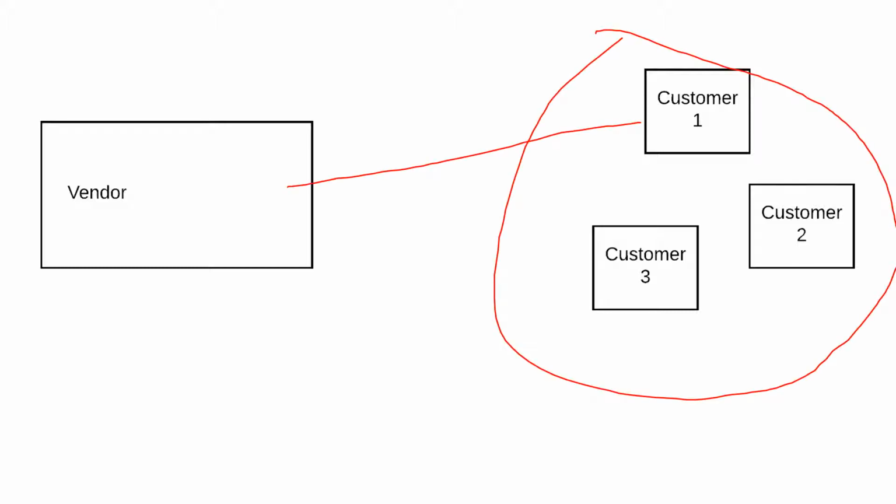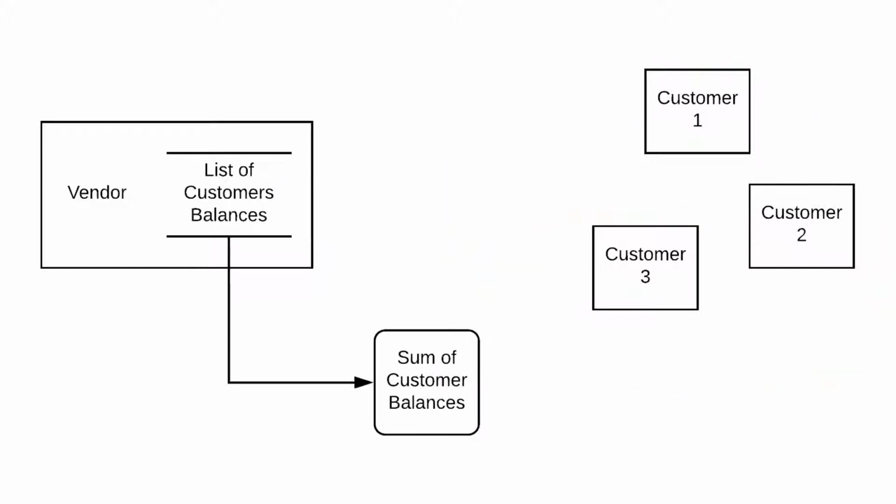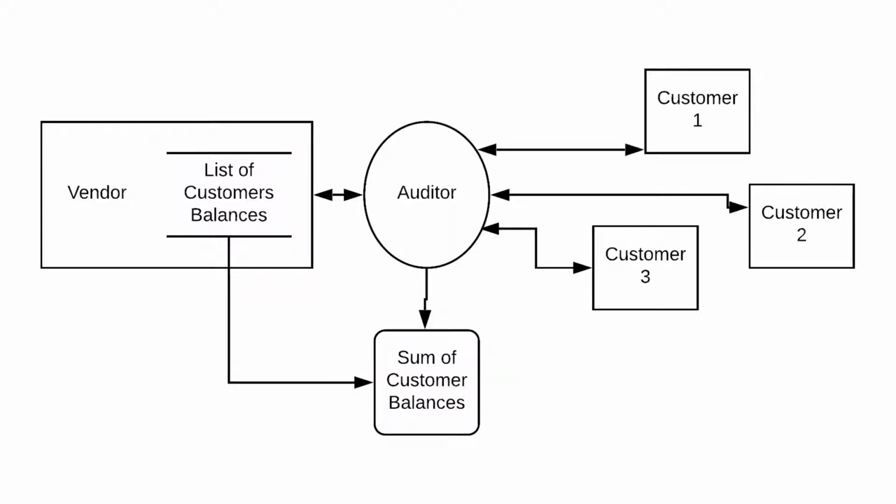So our situation is, let's say we have a vendor, somebody who sells something, and they have a number of customers. The customers are going to owe the vendor money if the vendor sells on credit, which we will assume they do. And our job is to assess whether the sum of the customer balances, the one that's reported by the entity, has any credibility. So the vendor will internally have a list of customer balances, and what will be reported externally is the sum of that list.